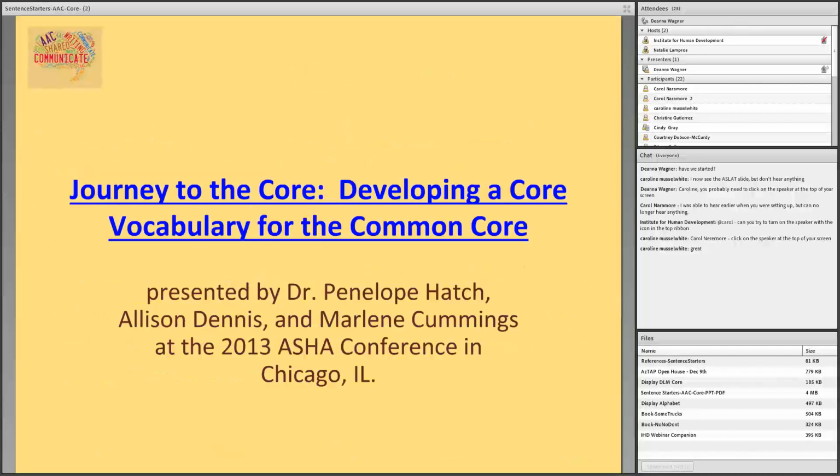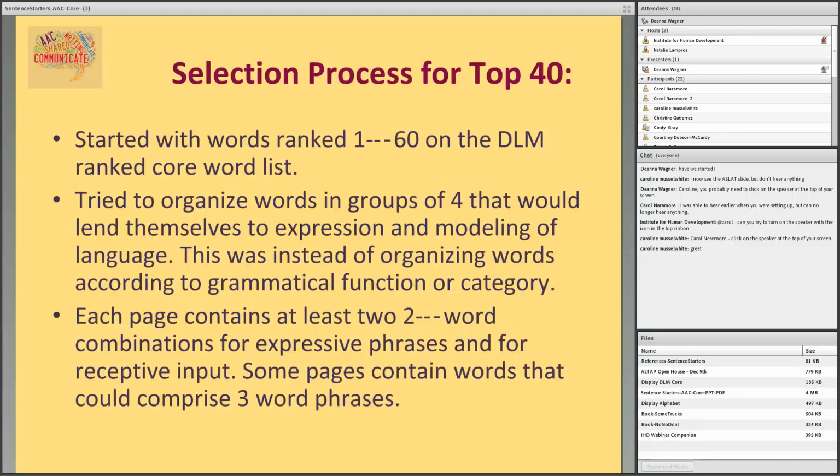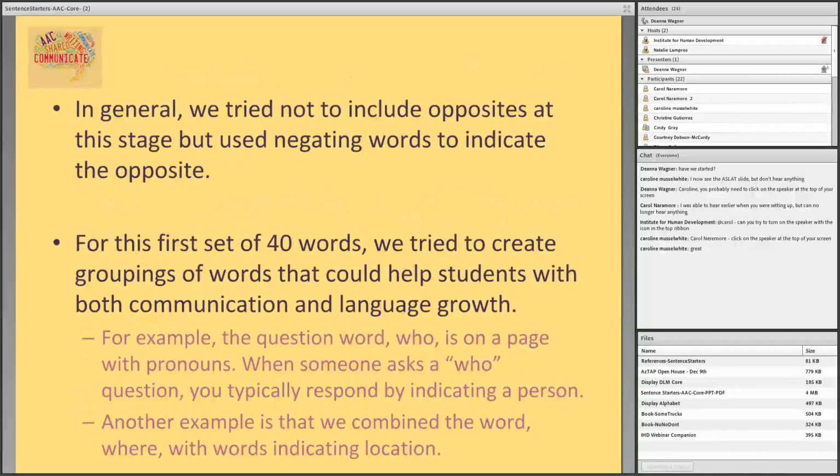Where I heard about it was at the ASHA conference in Chicago in 2013, when Penny Hatch was presenting it. It was a project worked on with Allison Dennis and Marlene Cummings. They took the first 60 ranked word list and arranged them in groups of 4 so that we could see some word combinations. I think this is exciting to look at ways that words can be used in combination to help students to use the vocabulary when they have limited ability to access, so maybe if they're scanning.